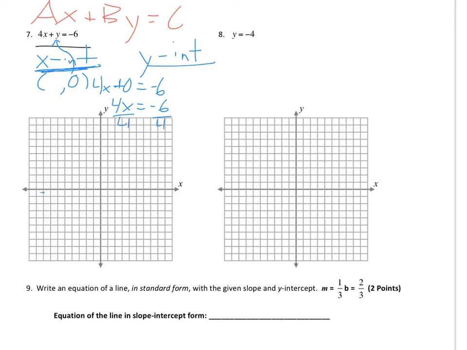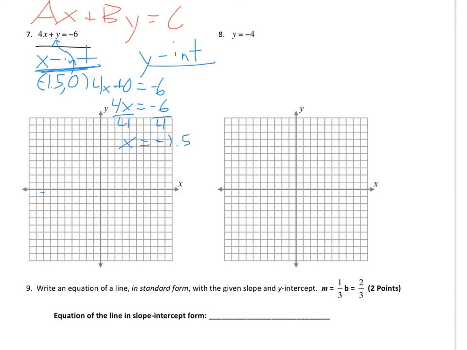You'll be fine. You get -6 over 4, which is -1.5. That means you have an x-intercept of -1.5, comma 0. That means you have an x-intercept right between the 1 and the 2.